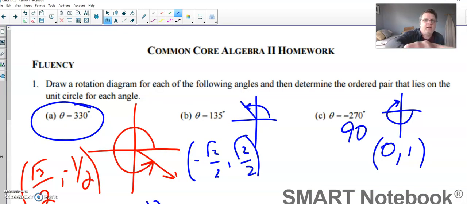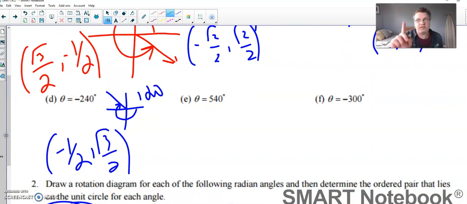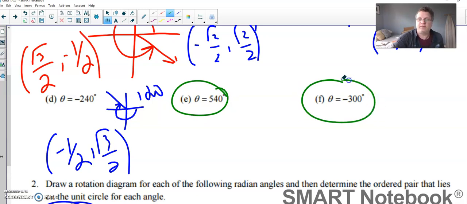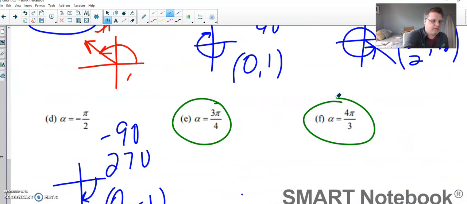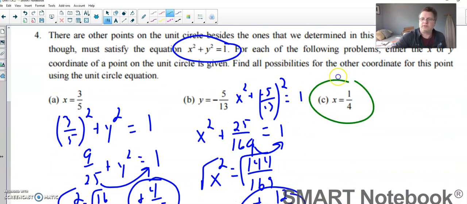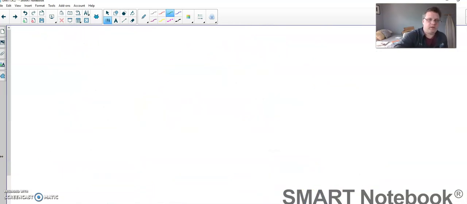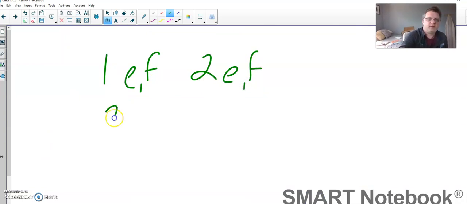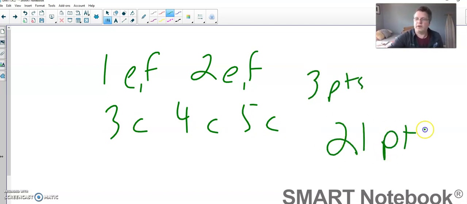What do you have to hand in? It's in green here. All right. 1, I know this is going to be shocking, E and F. 2, E and F. 3C. 4C. And 5C. Okay. So 1 E and F, 2 E and F, 3C, 4C, 5C. Okay. 3 points each for 21 total points.